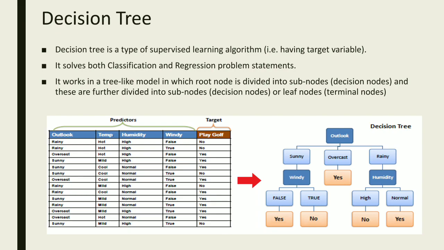That is, if my outlook is overcast, irrespective of any other feature, that is temperature, humidity and windy, my target variable is always considered to be yes. So this type of tree is called a decision tree, where we are finding the output, which may be yes or no, based on certain features.